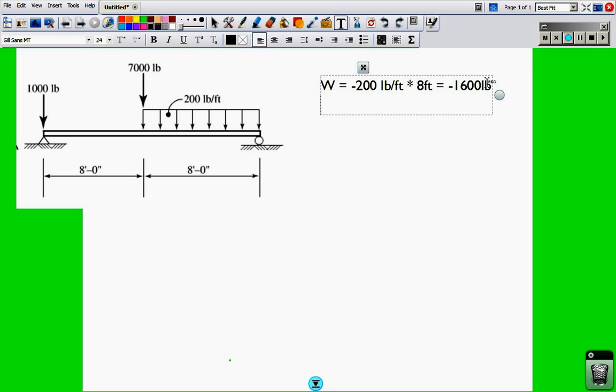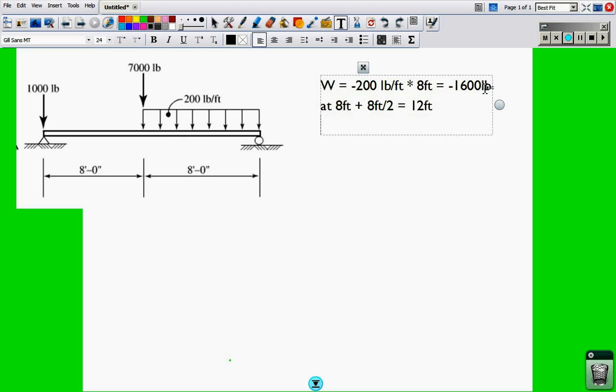Right? And when we look at this, first we have to come down the full 8 feet, and that distributed load will be at the center of this uniformly distributed load. So it's 8 feet long, half of that's going to be 4 feet. Okay, but it's not 4 feet in from point A, it's 8 feet plus 4 feet. So it's going to be, so it's at 12 feet.